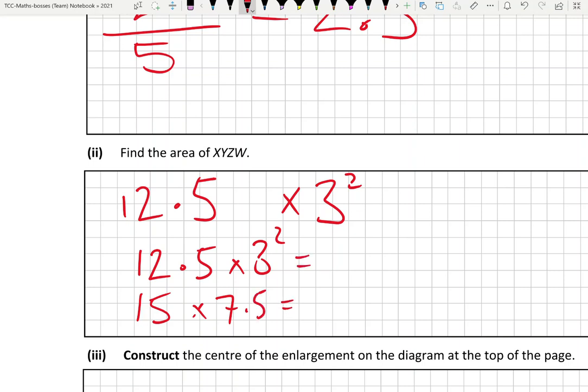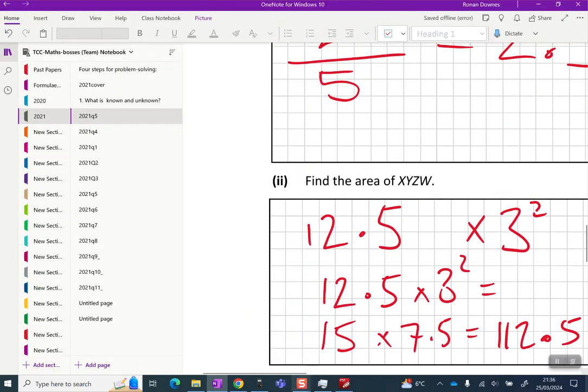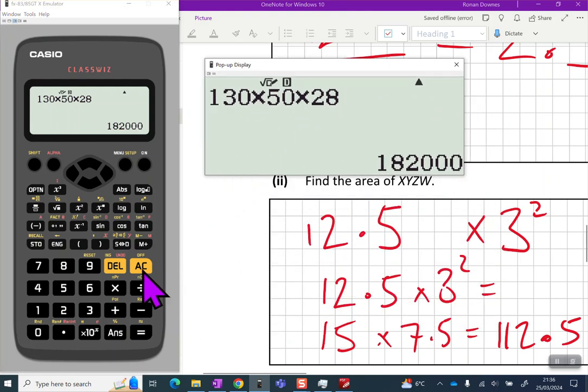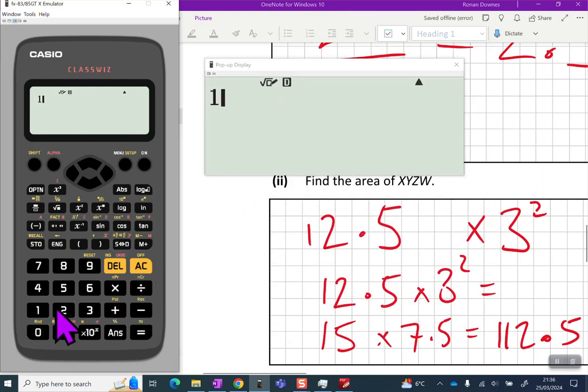Now I happen to know that 15 squared is 225. Half of that would be 112.5, would it? I think so, but I'm going to make sure by checking on the calculator. So we're going to do the direct way, which is to multiply the small area by the scale factor squared, 112.5.